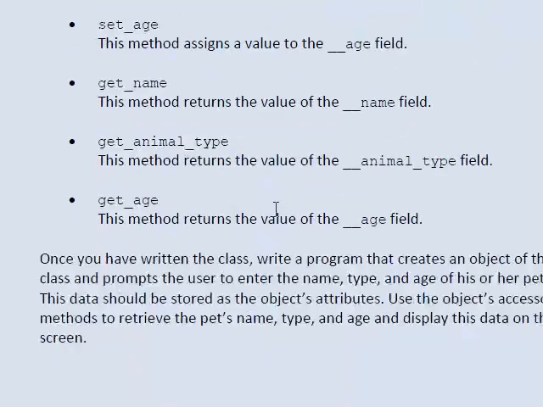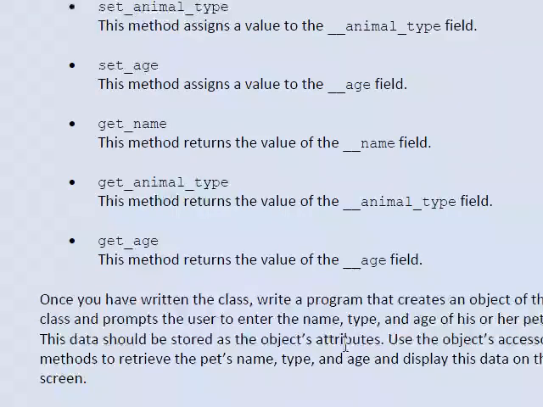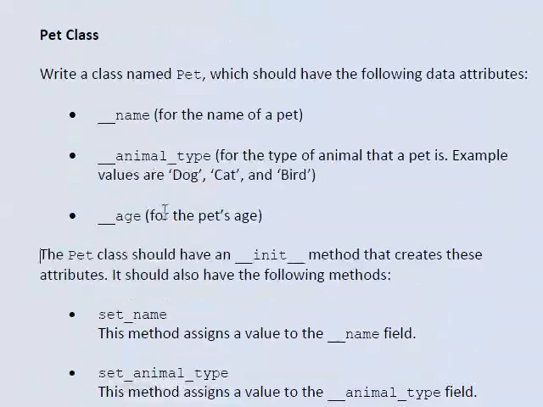So once you've done that, you will write a program that creates an object of the class, and it prompts the user to enter the name, type, and age of his or her pet. The data should be stored as the object's attributes. Use the object's accessor methods to retrieve the pet's name, type, and age, and display this data on the screen. Okay, well, now that we know exactly what is supposed to be in the pet class, let's switch over to our Python editor and let's look at the actual code.